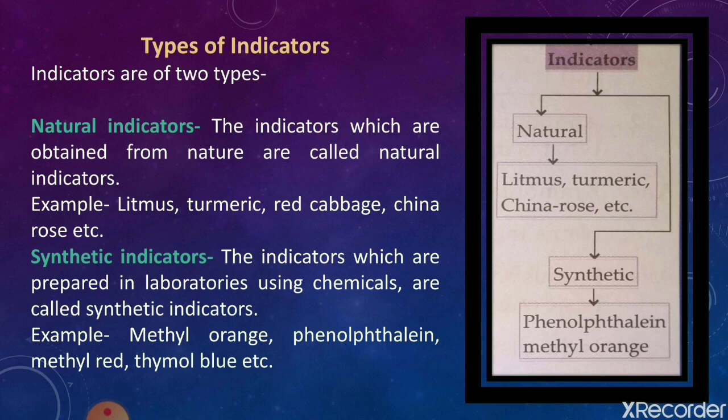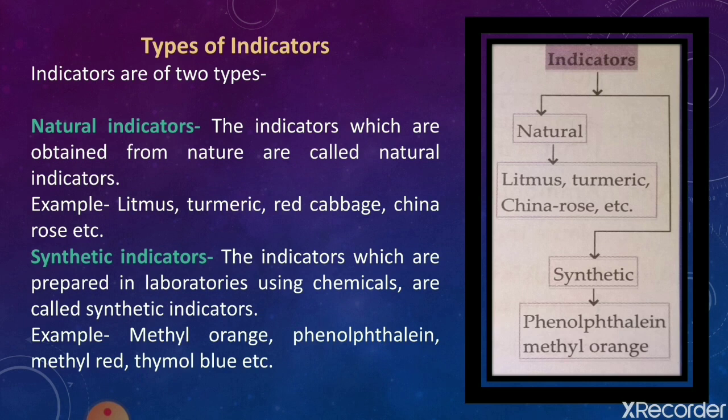Now, types of indicator. All of us know that indicators are chemical substances which are used to identify whether the given material is acid or base. Now we will study about types of indicators. Indicators are of two types: natural indicators and synthetic indicators.